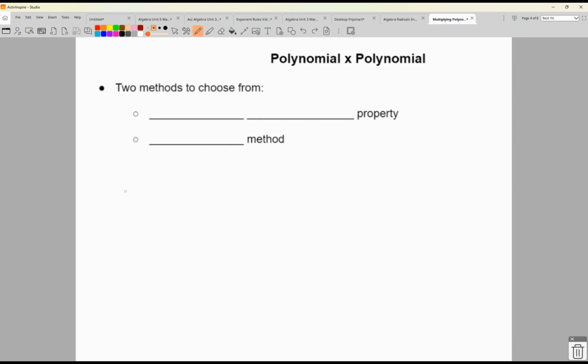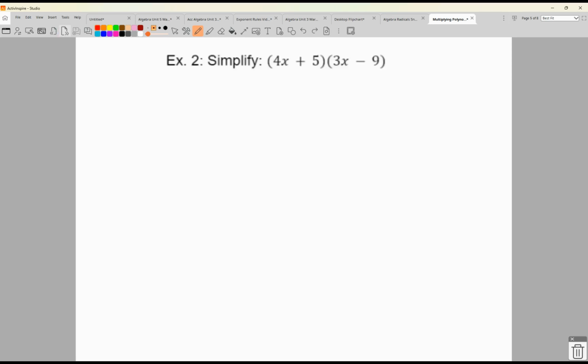We actually have two methods to choose from. We can either use the double distributive property, or we can use the box method. I'm going to show you an example of each one so we can see how those work. Let's start with example 2. Here I've got two binomials, 4x plus 5 and 3x minus 9. For this one, I'm going to use the double distributive.